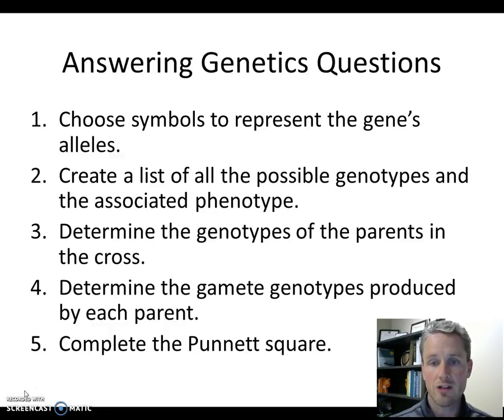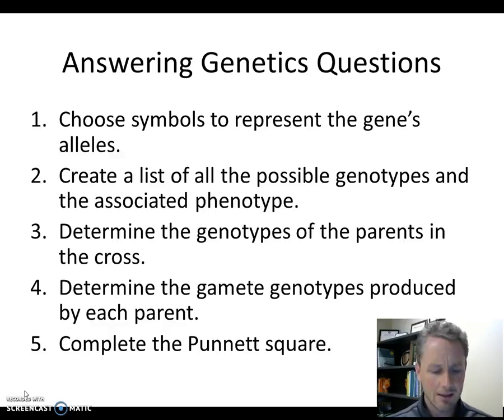Once we have that information, we're going to scour our question for information about the parents in the cross. We're going to figure out what their genotypes are. Once we know the parents' genotypes, we're going to think about what kinds of gametes they'll make. And then using that information, we're going to complete our Punnett Square, and we'll have the answer to any question we might be trying to answer.